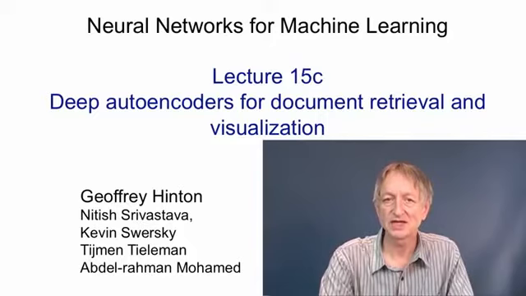Using a big database of documents, we showed that 10 components extracted with a deep autoencoder are actually worth more than 50 components extracted with a linear method like latent semantic analysis. We also showed that if you make the code very small, having just 2 components, you can use those 2 components for visualizing documents as a point in a 2-dimensional map. And this again works much better than just extracting the first 2 principal components.